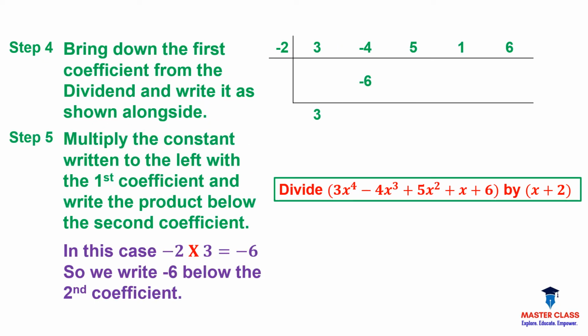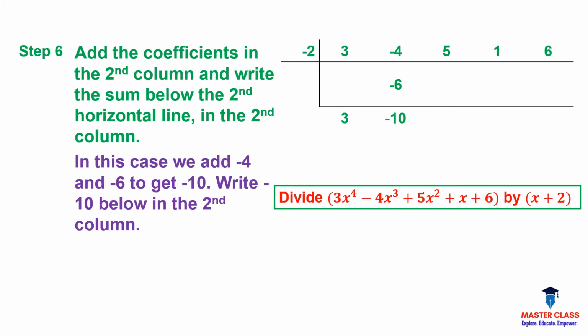Multiply the constant written to the left with the first coefficient and write the product below the second coefficient. In this case, minus 2 into 3 is equal to minus 6, so we write minus 6 below the second coefficient. Add the coefficients in the second column and write the sum below the second horizontal line in the second column. In this case, we add minus 4 and minus 6 to get minus 10. Write minus 10 below in the second column.